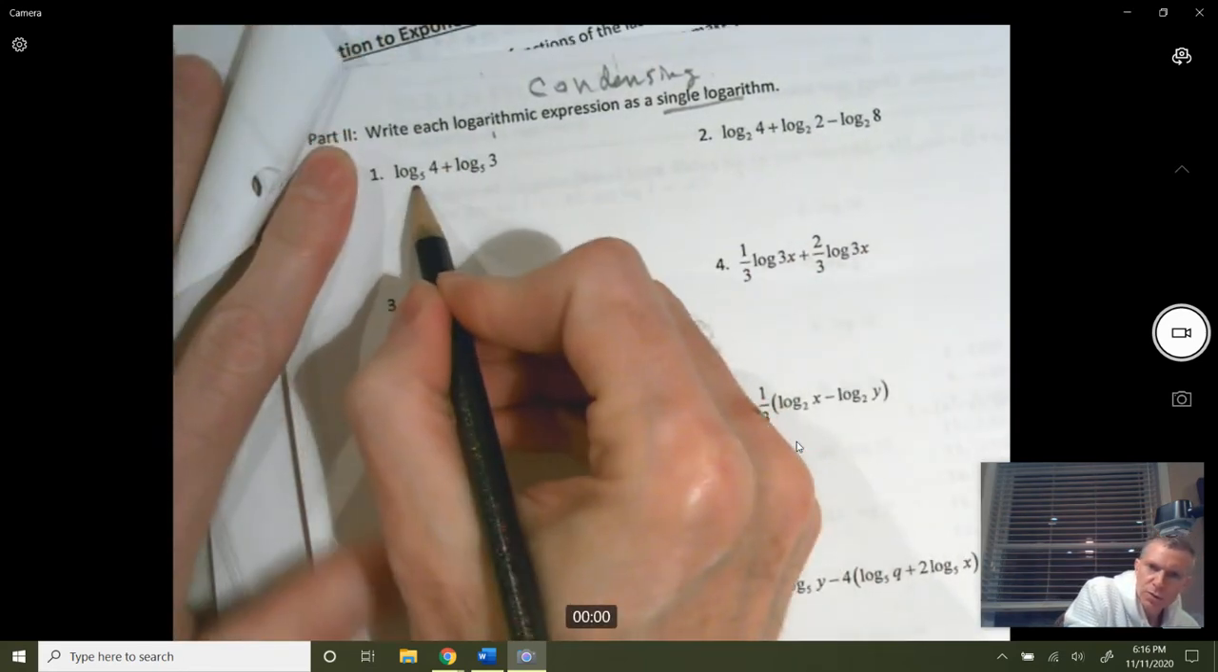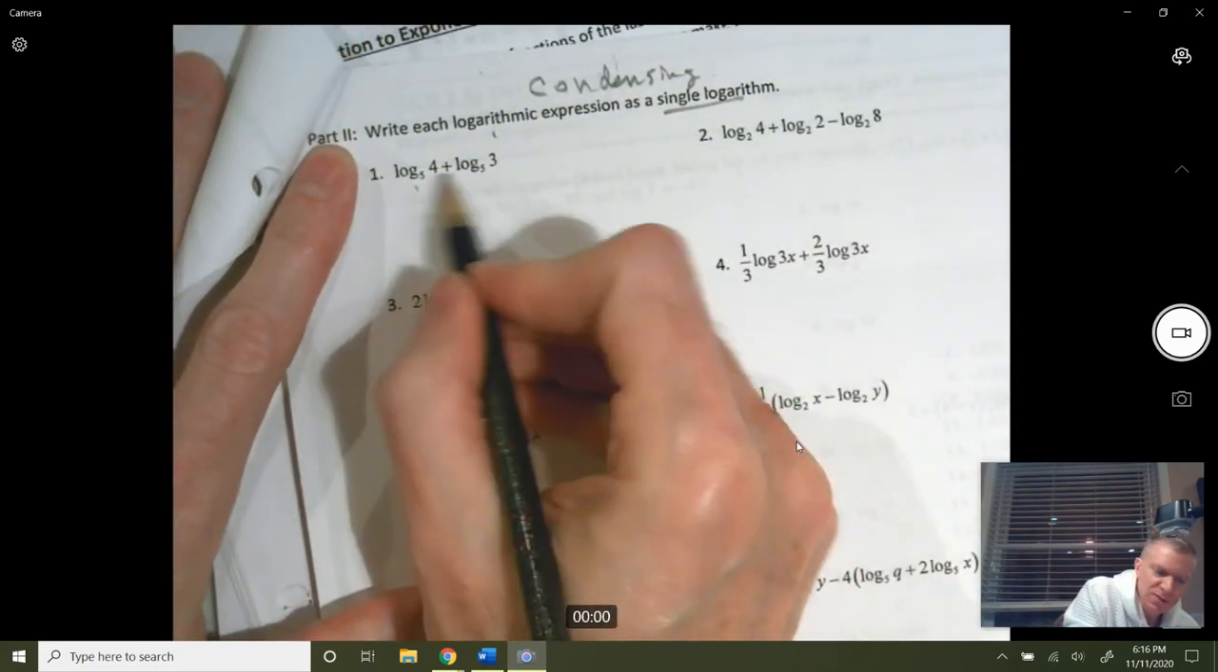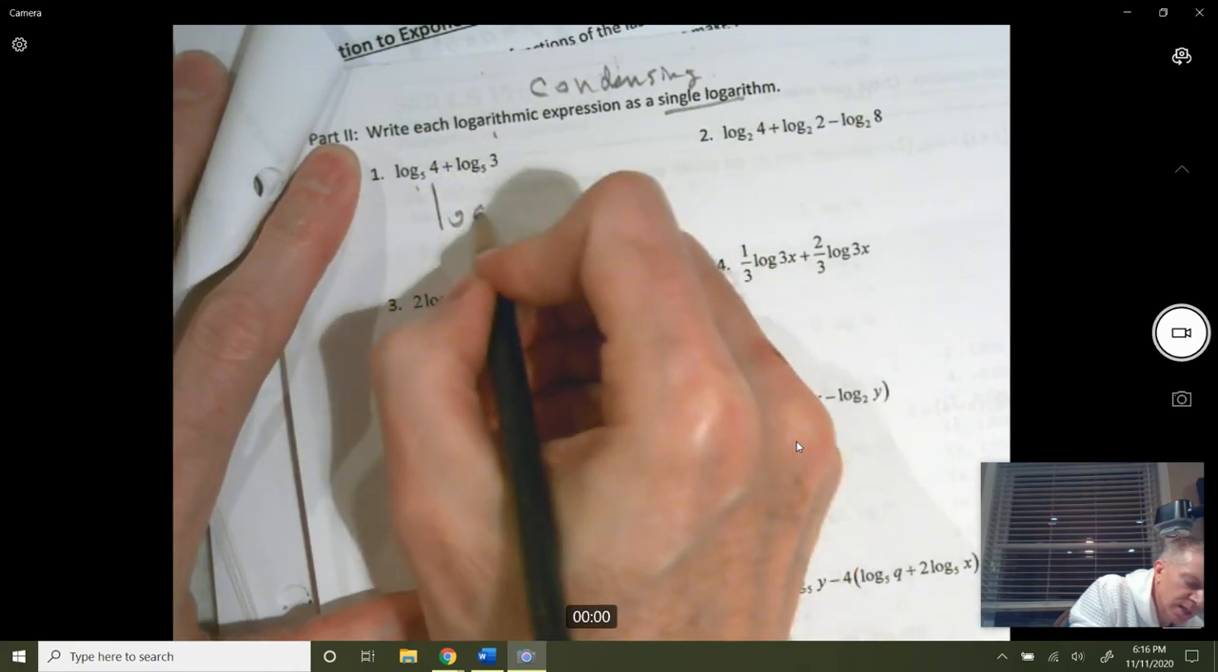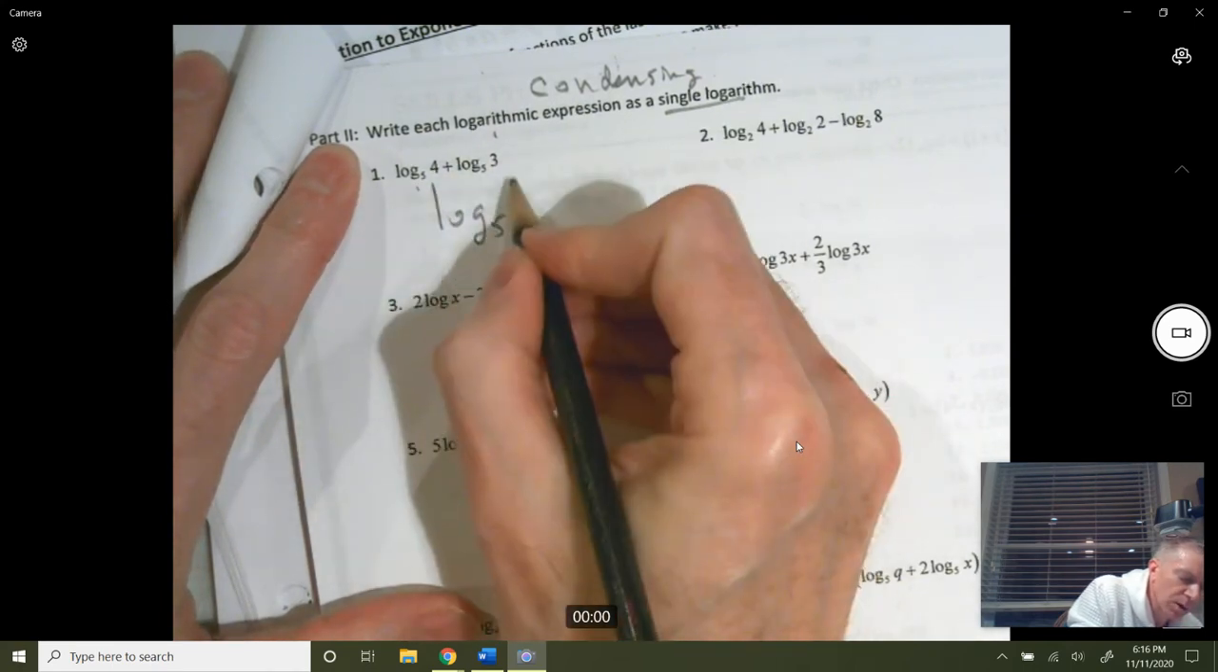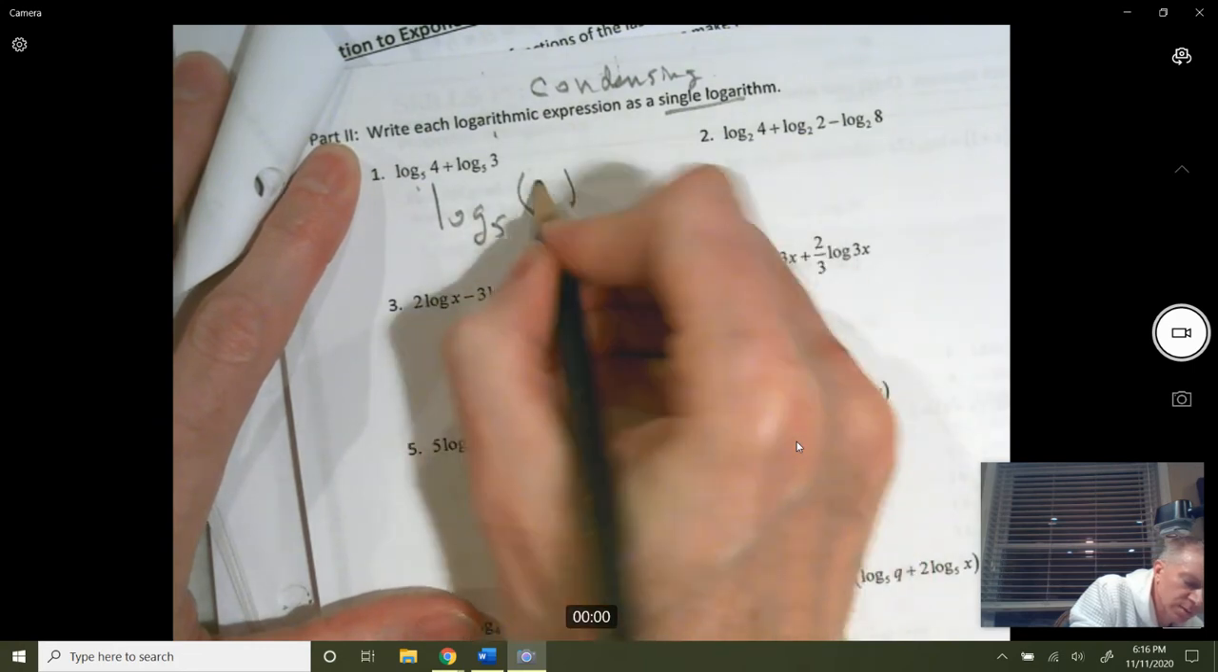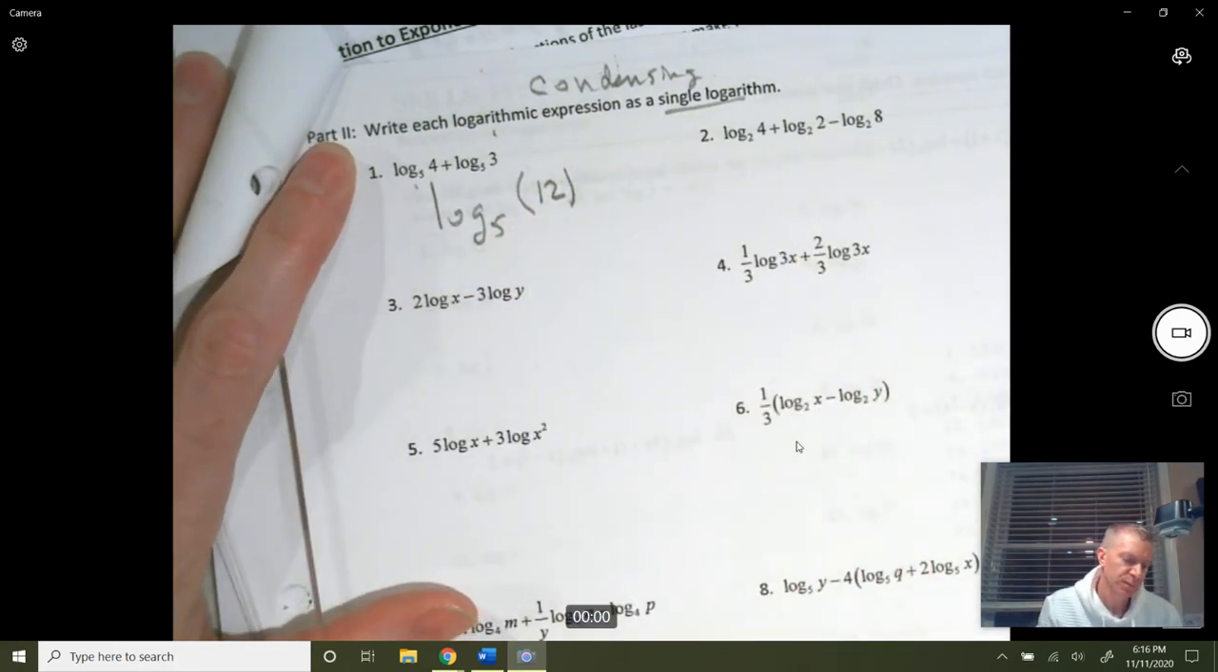So here, the first one, log base 5 of 4 plus log base 5 of 3. The bases are the same, and we're adding 2 logs, so we can multiply the arguments together. 4 times 3 gives you 12. Okay.